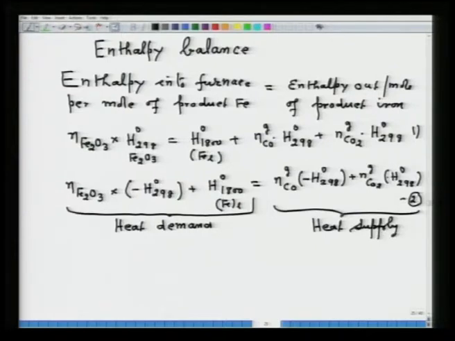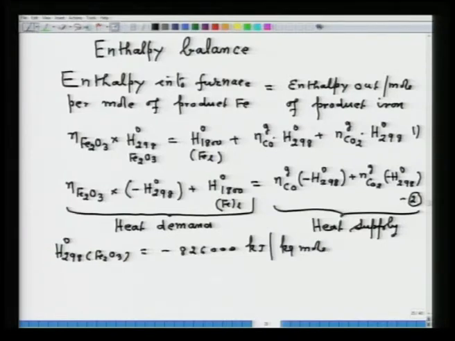Now, the set side correction here should be minus H naught 298. So, now I have to find out their values, the heat of decomposition, all these values. So, I am giving you certain values. H naught 298 of Fe2O3, that is equal to the heat of formation of Fe2O3, and that is minus 826,000 kilojoule per kg mole Fe2O3.